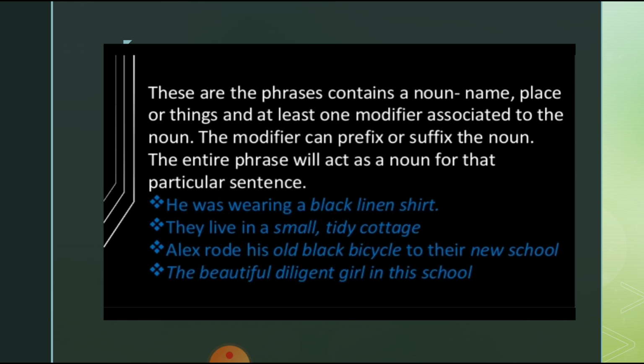phrases. And see, in the sentence, they have given all the modifiers and a noun. He was wearing a black linen shirt. So, shirt is a noun, and linen and black are modifiers before that. In the same way, they live in a small, tidy cottage. Cottage is a noun, and small, tidy is a modifier. The same way in other sentences also.